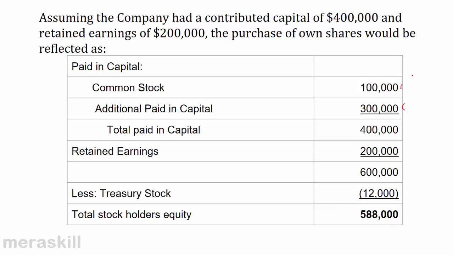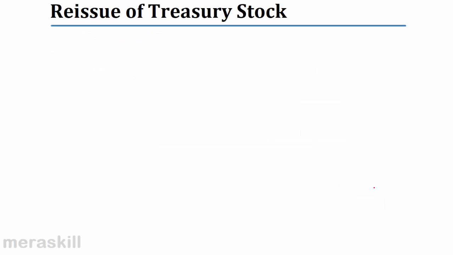Is it clear, students? So you take the capital, you take the APIC, additional paid in capital, total capital, retained earnings. This is the total owner's equity if shares have not been bought back. But if there is treasury stock, reduce that from this and you will get the net owner's equity. Now, this treasury stock can be reissued. There can be reissue of treasury stock.